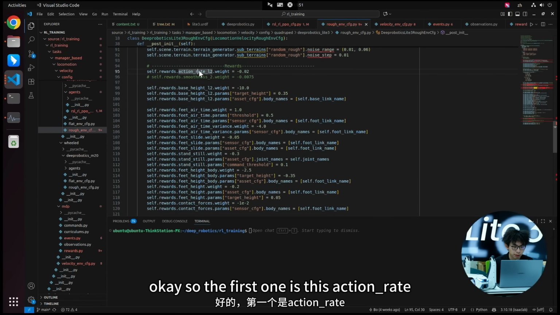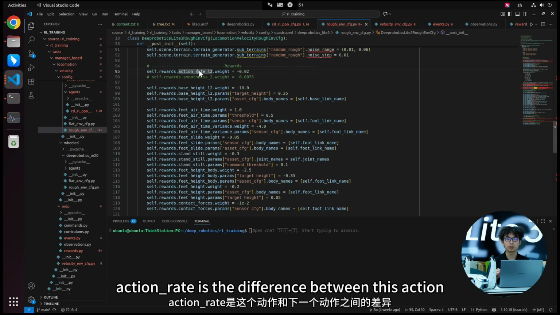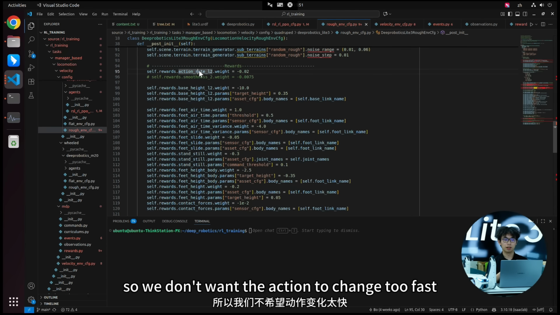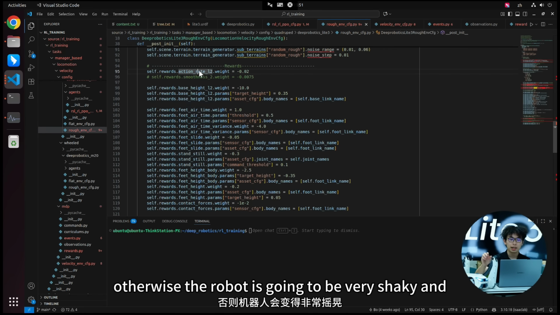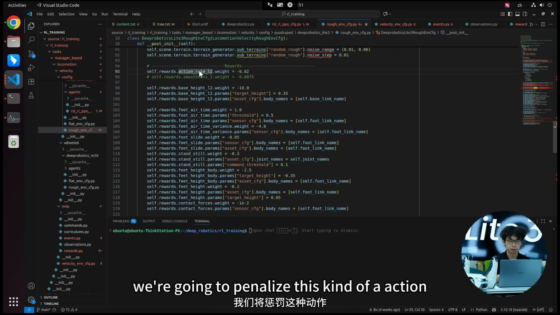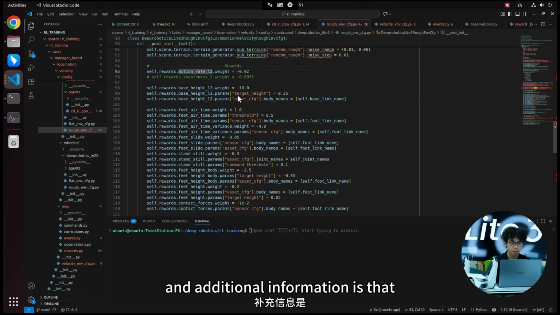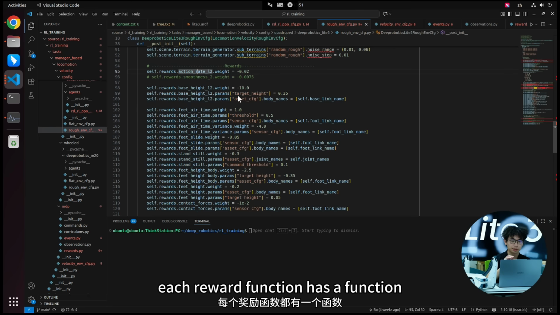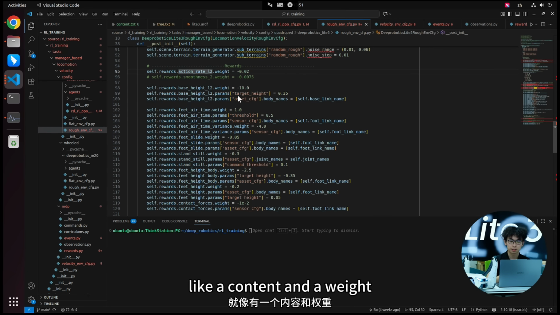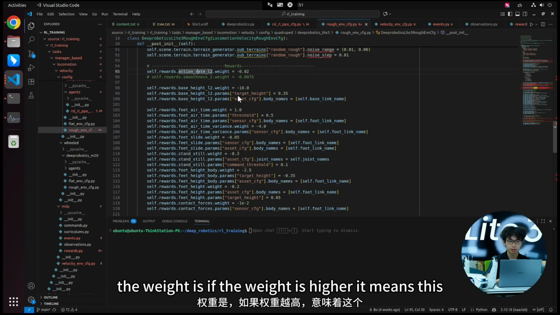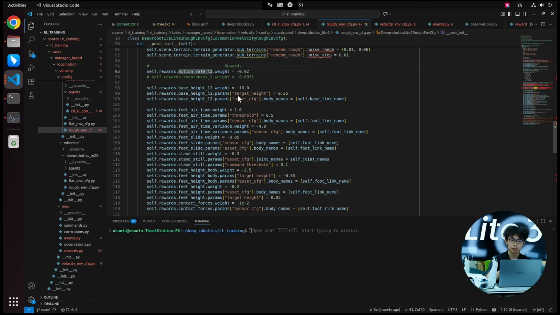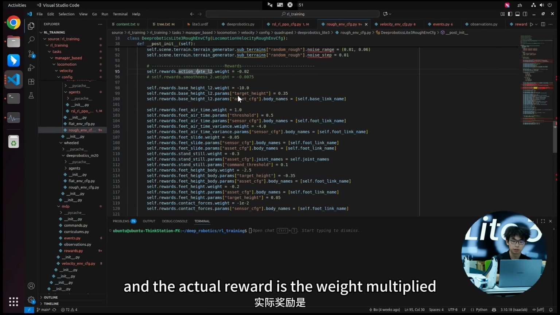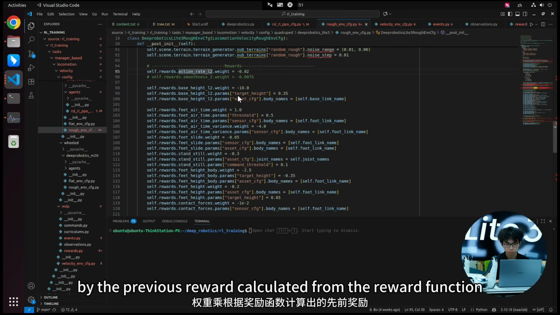Okay, so the first one is this action rate. Action rate is the difference between this action and the next action. So we don't want the action to change too fast, otherwise the robot is going to be very shaky, and we're going to penalize this kind of action. Additional information is that each reward function has a constant and a weight. If the weight is higher, it means this one is more important. And the actual reward is the weight multiplied by the reward calculated from the reward function.